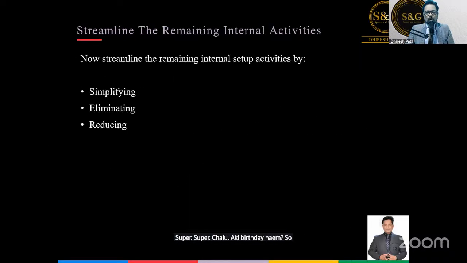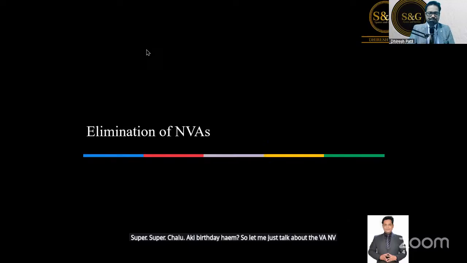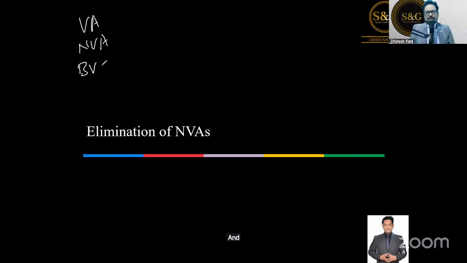So let me just talk about the VA/NVA analysis. Now there are three types of activity generally. One is value added. Another one is non-value added. And then there is the third one, which is called business value added, BVA. Value added is what the customer is ready to pay for. Non-value added, for example, Timwoods, is where the customer is not ready to pay. And business value added is value added for the business, but not to the customer.